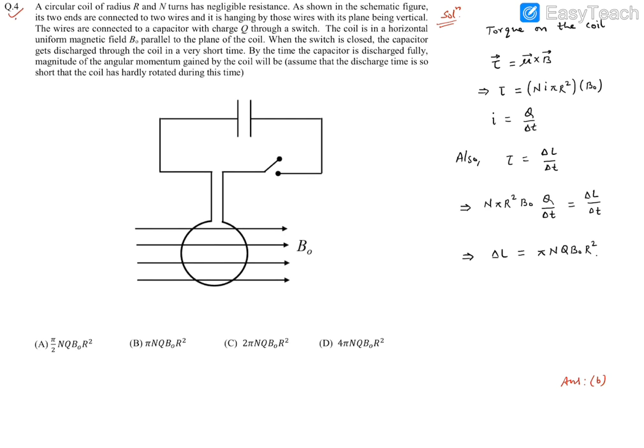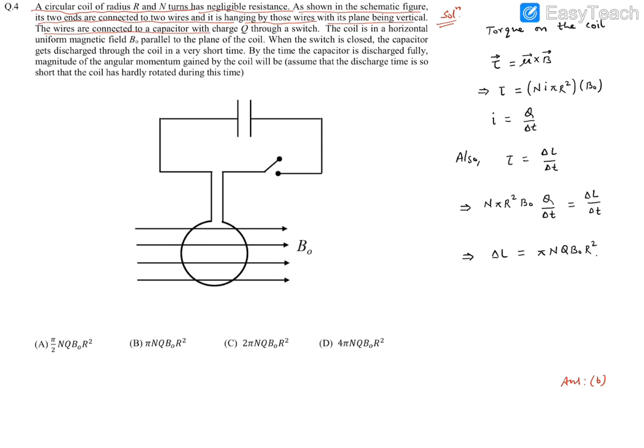Hello, this is question number 4 from JEE Advanced 2020, paper 1. It reads: a circular coil of radius r and number of turns capital N has negligible resistance. As shown in this schematic diagram, its two ends are connected to two wires and it is hanging by those wires with its plane being vertical.